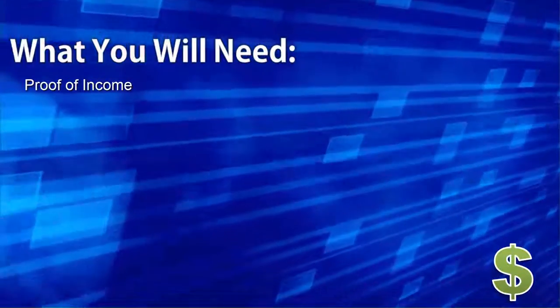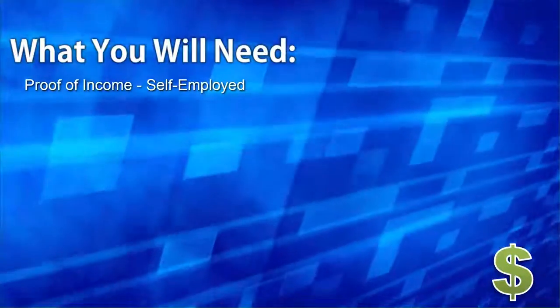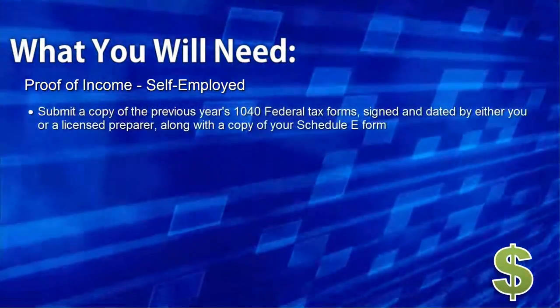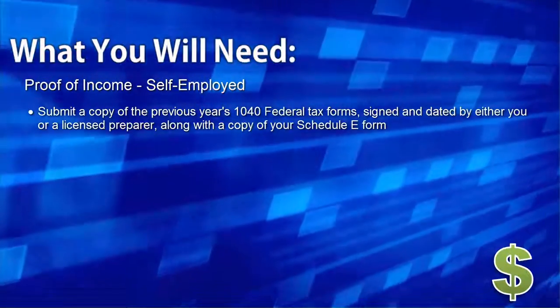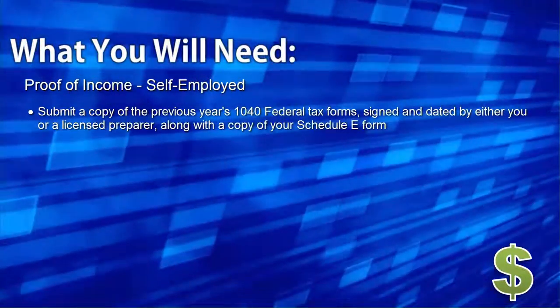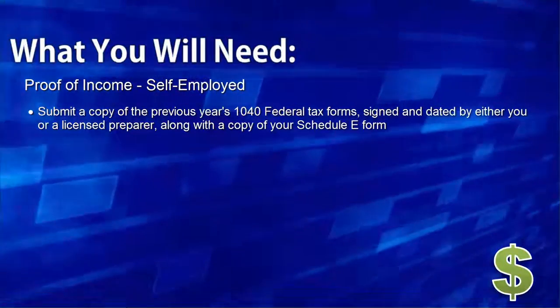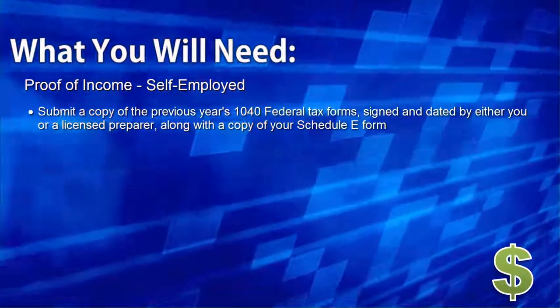If you are self-employed, submit a copy of the previous year's 1040 federal tax forms, signed and dated by either you or a licensed preparer, along with a copy of your Schedule E form as proof of income.